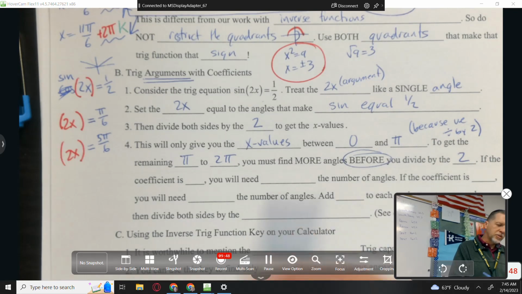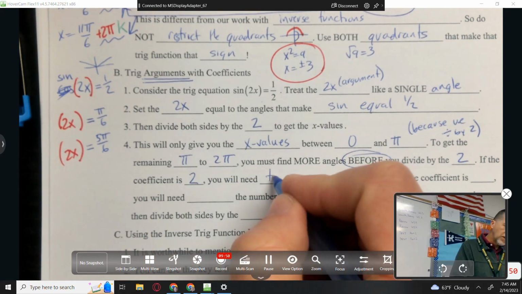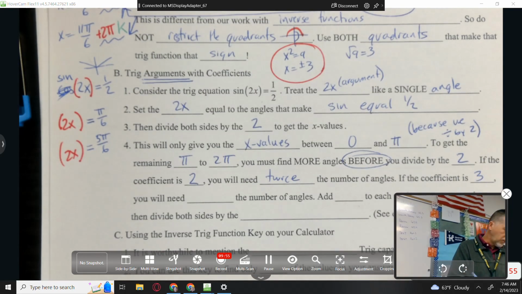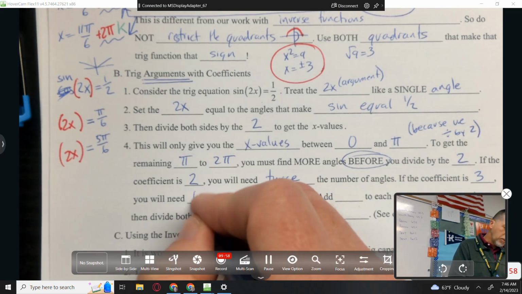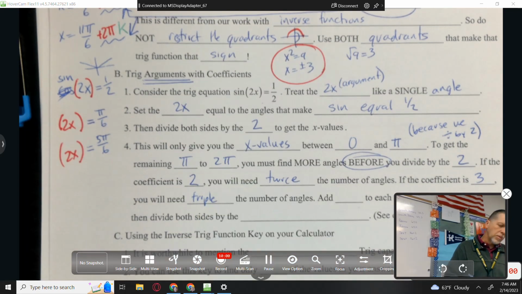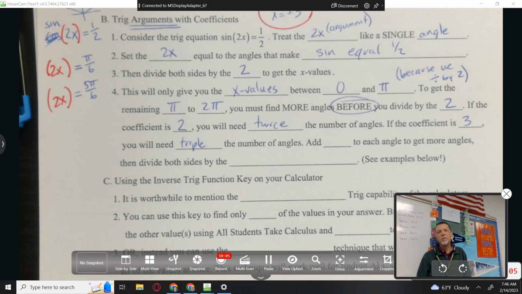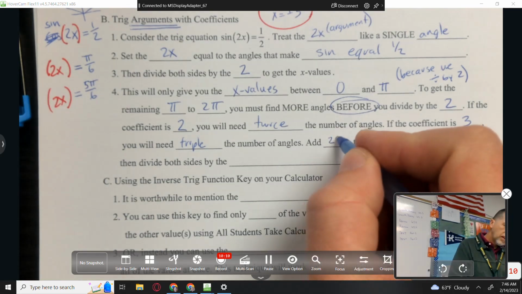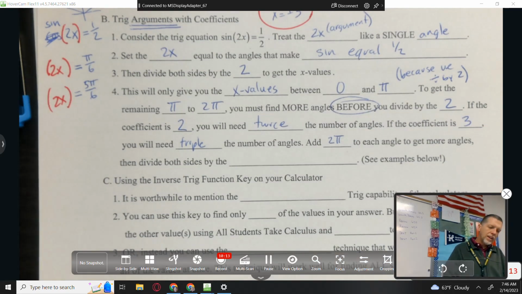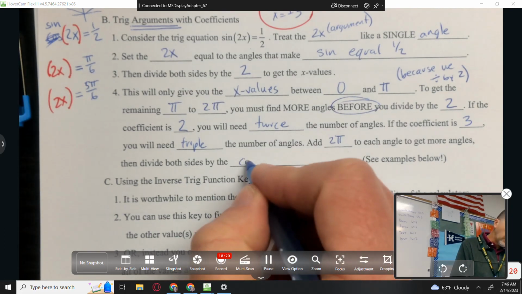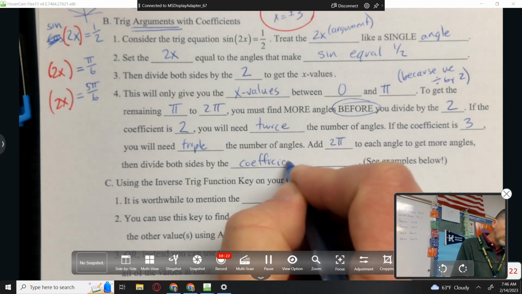Here's a little bit of a trick. If the coefficient is 2, you need twice the number of angles. If the coefficient is 3, you need triple the number of angles. If the coefficient is 4, we probably wouldn't do that to you, but you'd need 4 times the number of angles. Add 2 pi to each angle to get more angles. Then divide both sides by the coefficient.